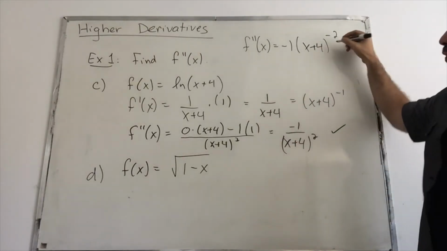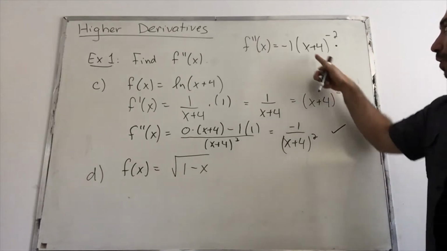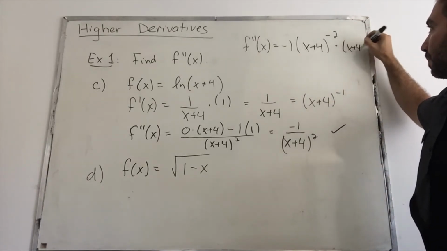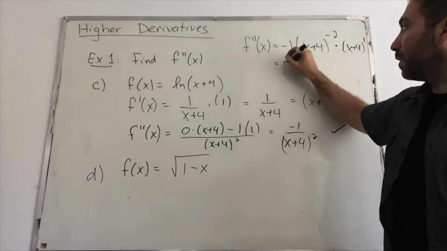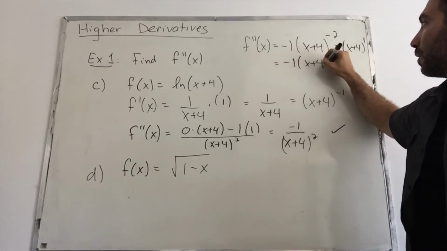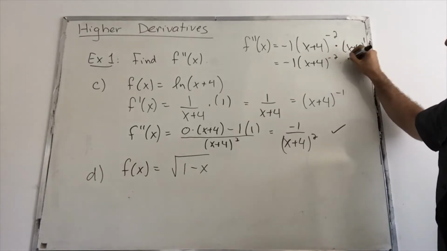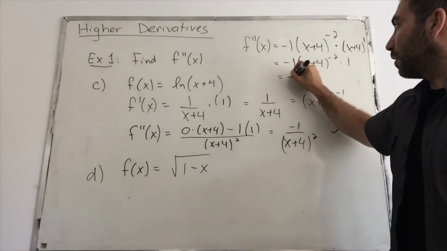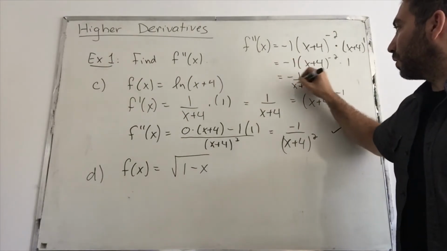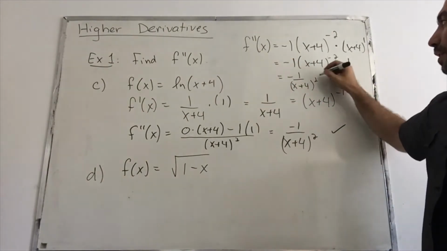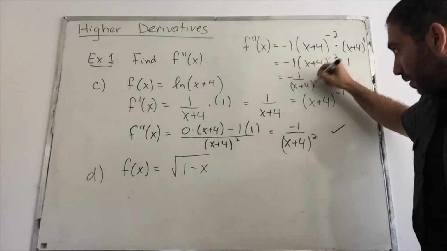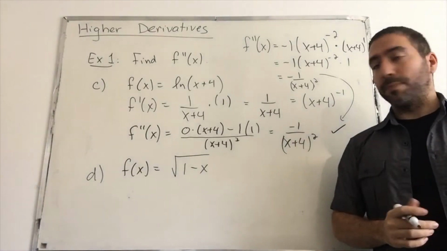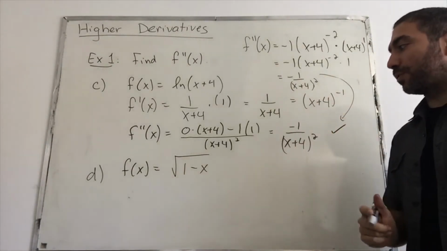And then, because we're doing chain rule, we're multiplying by the derivative of the inside. So the derivative of x plus 4 is just 1. So this gives negative 1 times x plus 4 to the negative 2 times 1. Since we have a negative exponent here, we could just drop it down, giving us negative 1 over x plus 4 to the positive 2. And you can see that these answers are in fact equivalent. Okay, so both ways are fine, doesn't matter which way you do it.